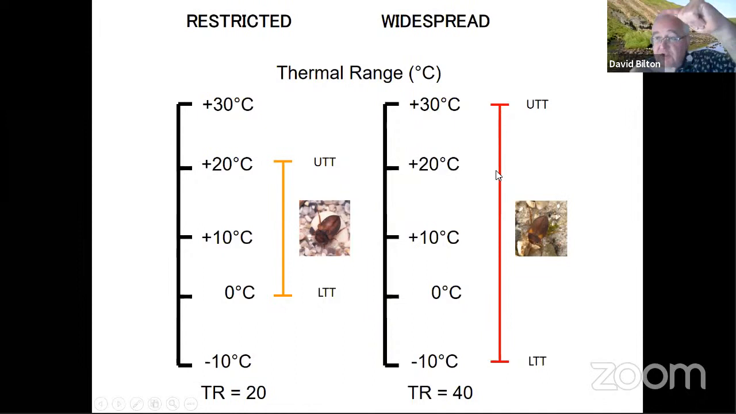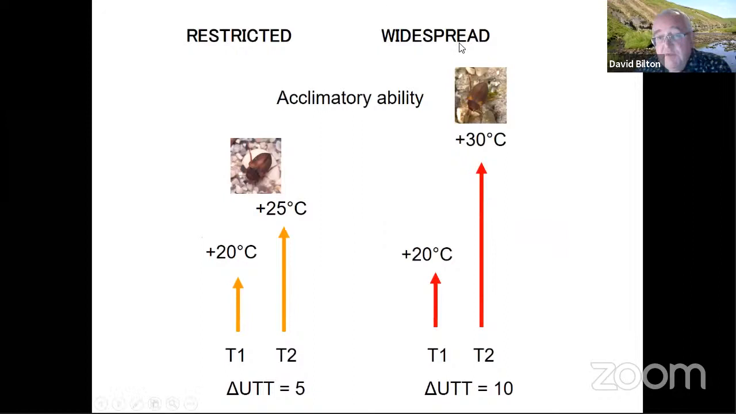We might also expect widespread species to be better at acclimating to previous exposure. As I was saying, if we keep them at two different temperatures, temperature one, relatively benign, and temperature two, a bit stressful, our 15 and 20 in our experiments, and look at the change in UTT, or delta UTT, we might expect it to be relatively small for our restricted species but bigger for our widespread species. In other words, it has more plasticity of those thermal limits and can acclimate more readily. It's not an adaptation because it's not reflecting change over generations, but a plasticity within individuals. They can respond to being exposed and harden in their response to, in this case, warm but alternatively cold temperatures.